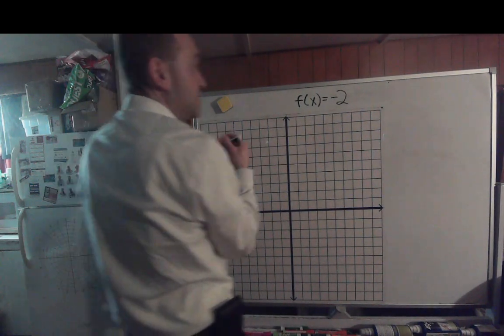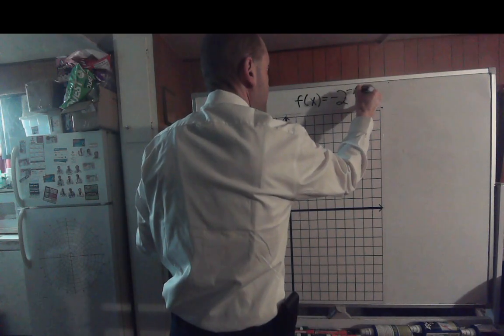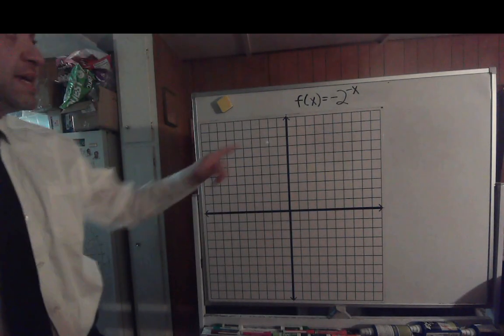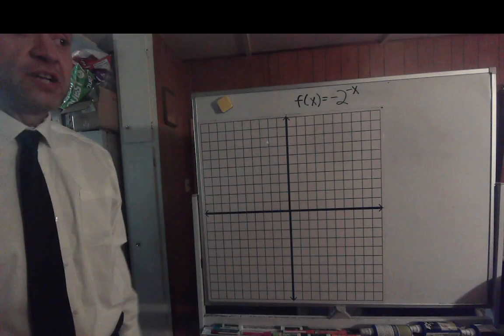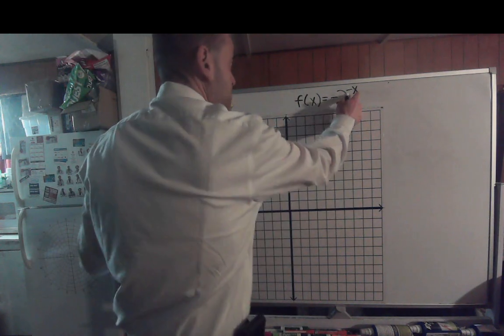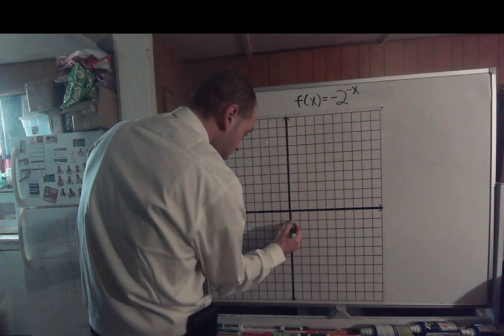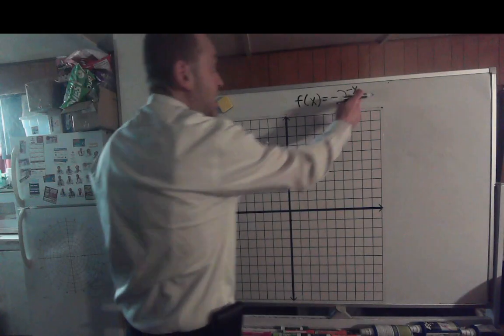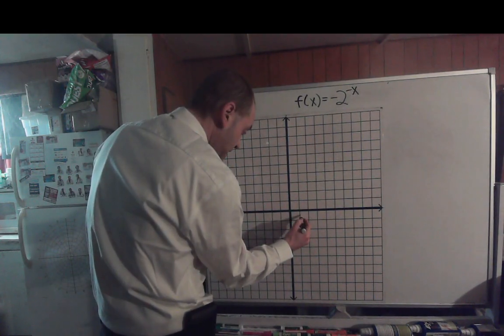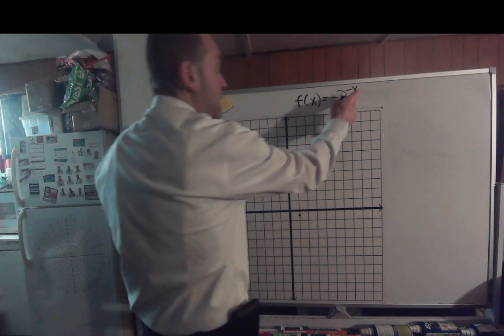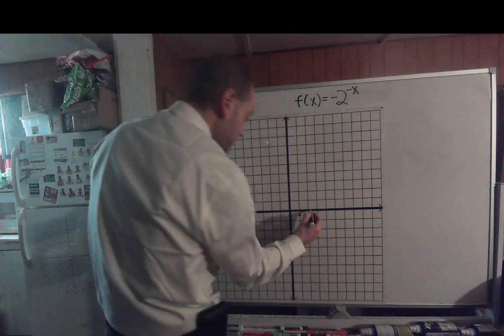Now let's do a double reflection. Let's say I do negative 2 to the negative x. Alright, so negative 2 to the negative x denotes a reflection in both the x and the y-axis. So let's go ahead and take care of this. I put in 0 for x, I would get negative 1. I put in 1 for x, I would end up getting negative 1/2. I put in 2 for x, I would end up getting negative 1/4.